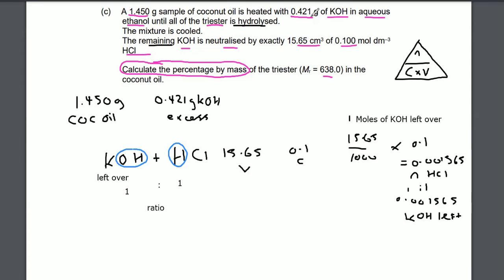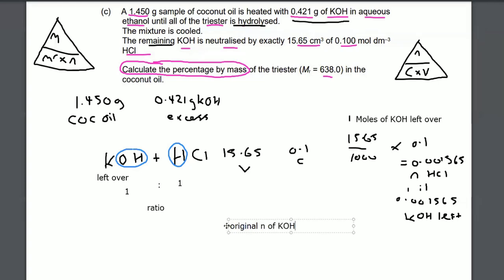So now what I want to do is find out the original moles of KOH that reacted with the triester and minus the ones left over to find out how many moles of KOH actually were used up in the reaction with the triester. So the original moles of KOH at the start was 0.421 divided by 56. That's because the relative atomic mass of potassium is 39, oxygen 16, and hydrogen's 1. So it has an Mr of 56. Remember, mass over Mr equals moles. We'll find out that we started off with 0.0075 moles of KOH.